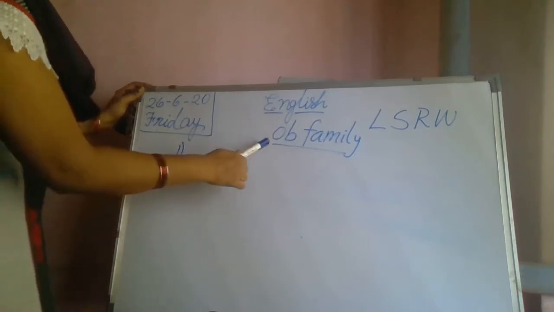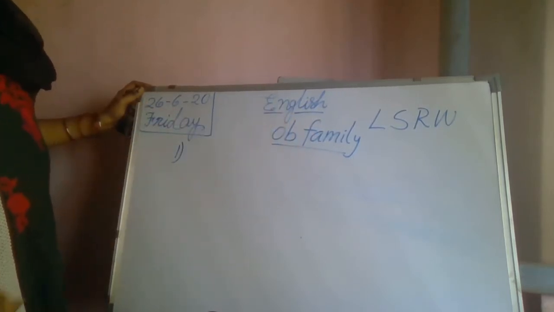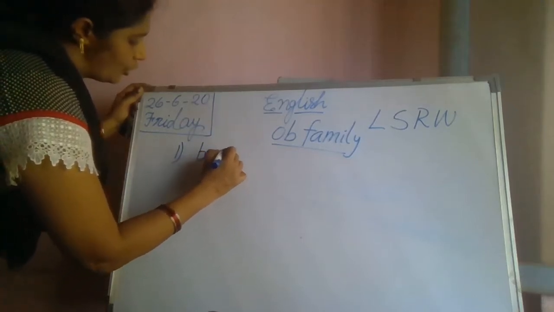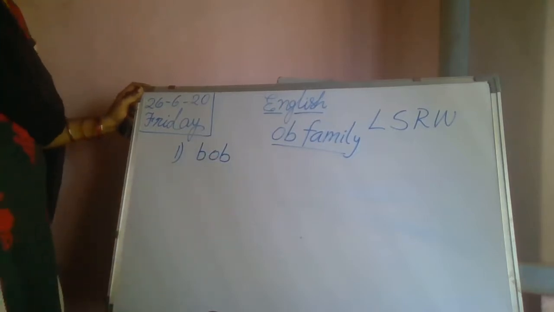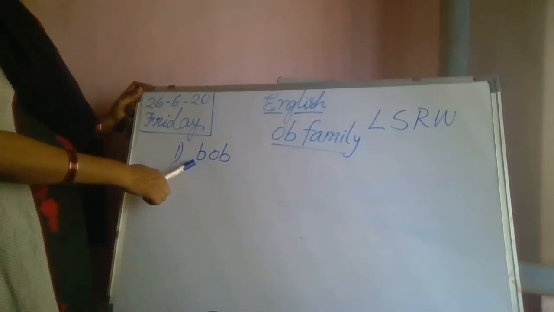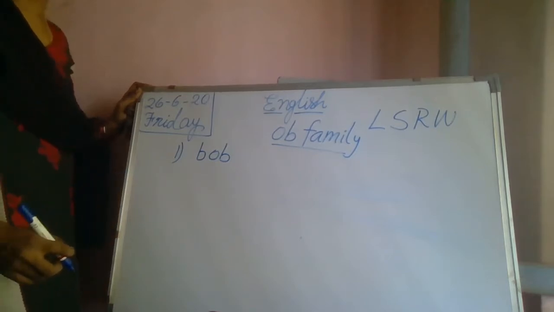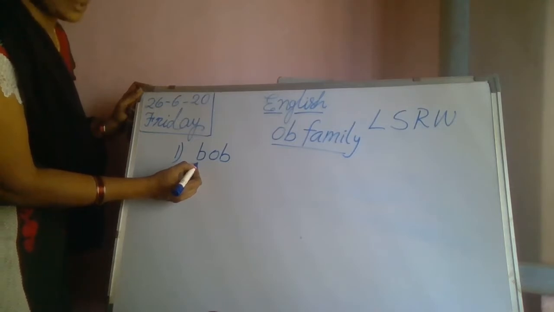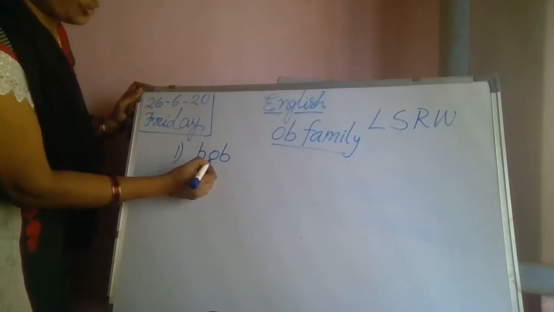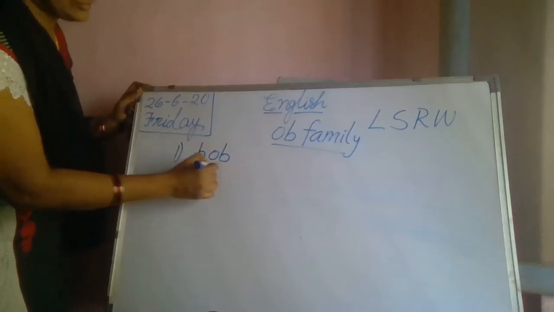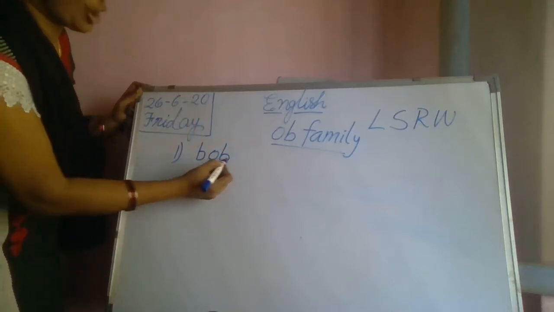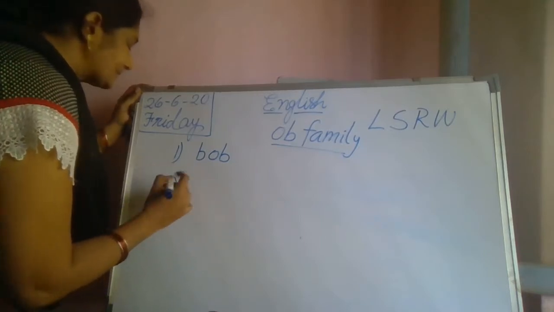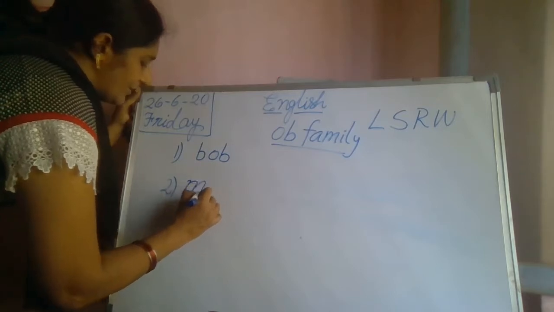First, ob family. Okay? See. B, O, B, bob. The B letter gives ba sound. Ba, ba, ba. Okay? It gives ba sound. If we connect this B to ob family, it gives a new sound. Listen carefully. Bob. What is it? Bob.